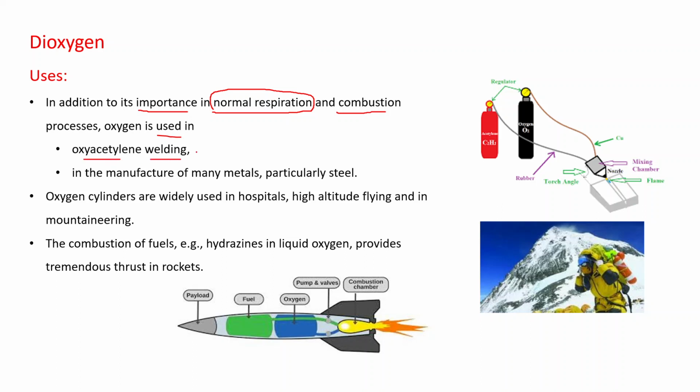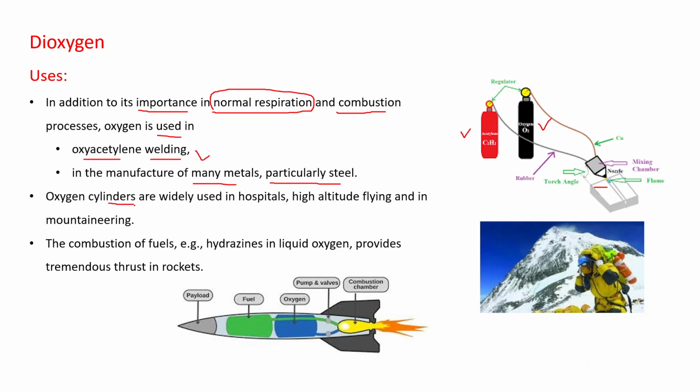oxyacetylene welding. What is this oxyacetylene? When oxygen and acetylene burn, a large amount of energy is produced, and that energy is required for the welding of metals or welding of iron objects. Clear? Oxygen is also used in the manufacture of many metals, particularly steel.